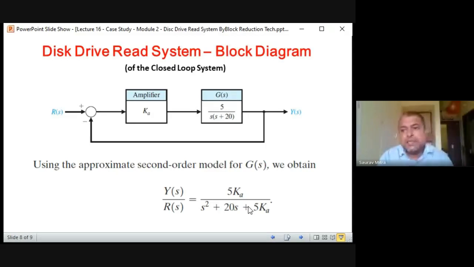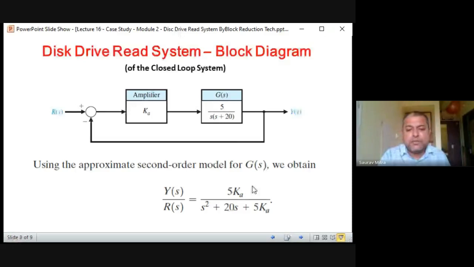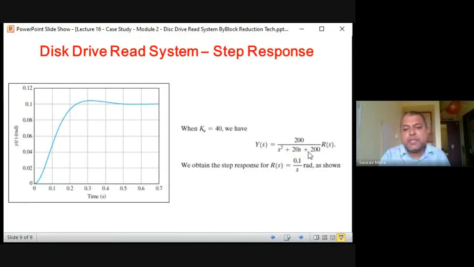So this will be one of the transfer functions there. And for different values of k, you have to find out what the transfer function is going to be. So now k is equal to 40, they have assumed. Then it is s square plus 20s plus 200, and R(s) is equal to 0.1 by s. So they have not given a unit step, they have taken 0.1 into u(t).